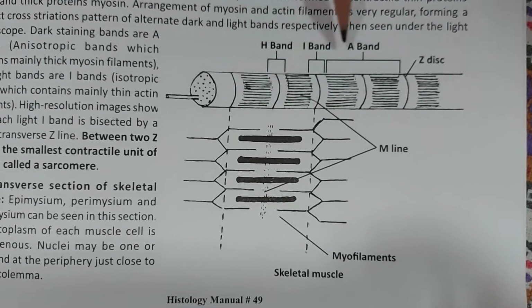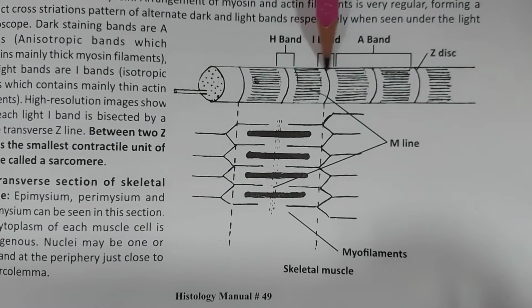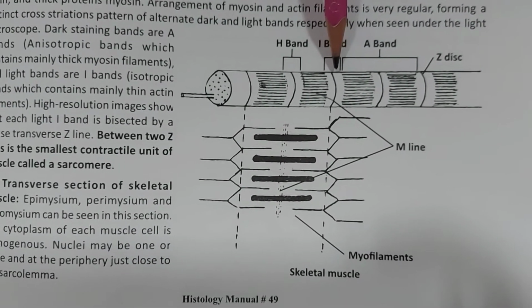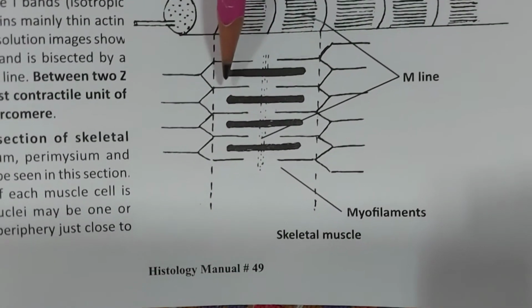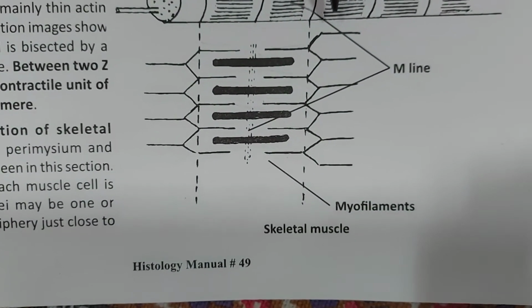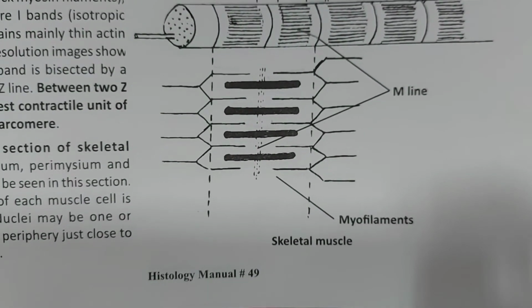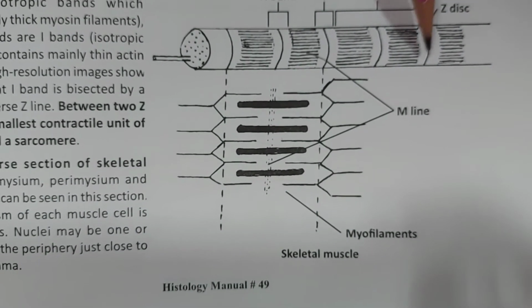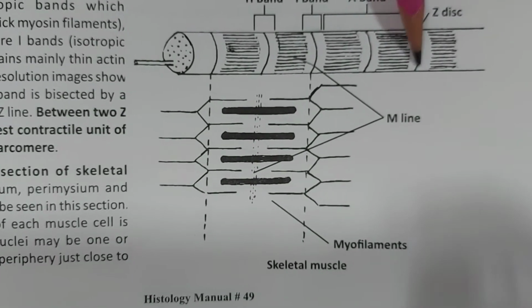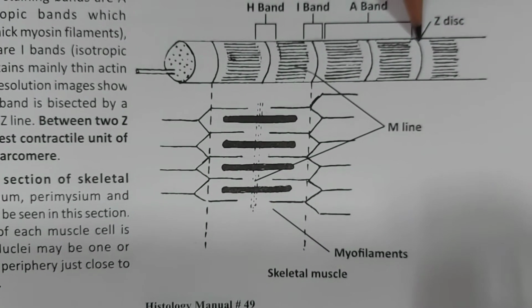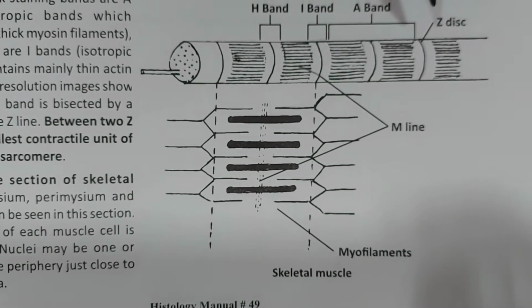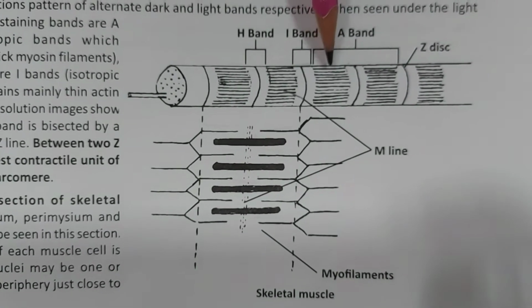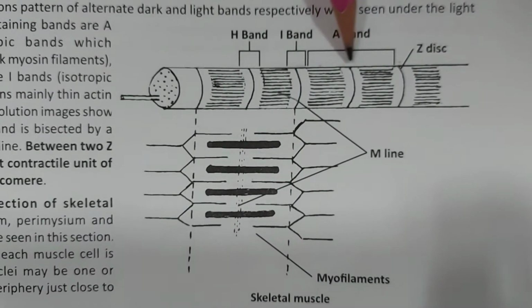And the light bands are I bands. This is the I band, a light band. It is also called the isotropic band, which contains mainly thin actin filaments. This is the thin actin filament. In high resolution images, each light I band is bisected by a dense transverse Z line. This is the Z line. Between two Z lines is the smallest contractile unit, called the sarcomere.